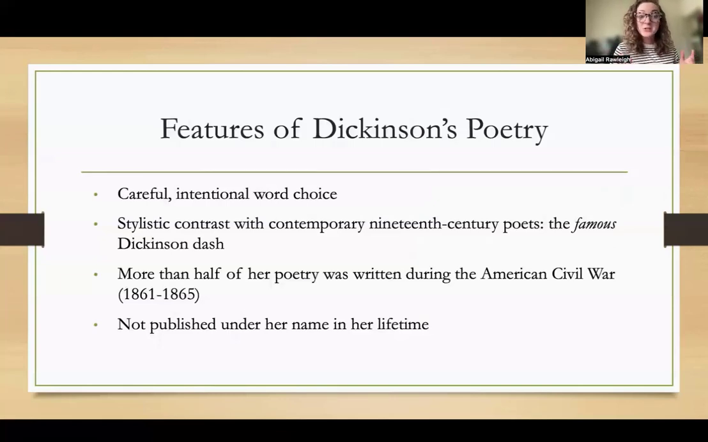These poems, by and large, are really pretty short, and because of that, there's really careful, intentional word choice. There's also a stylistic contrast with contemporary 19th century poets that we'll talk about more in the coming weeks. One of the key features of contrast is Dickinson's use of the dash, which if you know anything about Emily Dickinson, you probably already recognize the prevalence of in her poetry. It's everywhere. In some poems, every single line ends with a dash, maybe has two in it. That gives us as readers an opportunity to pause, to fill in the blanks, to be puzzled. The dash does a lot.